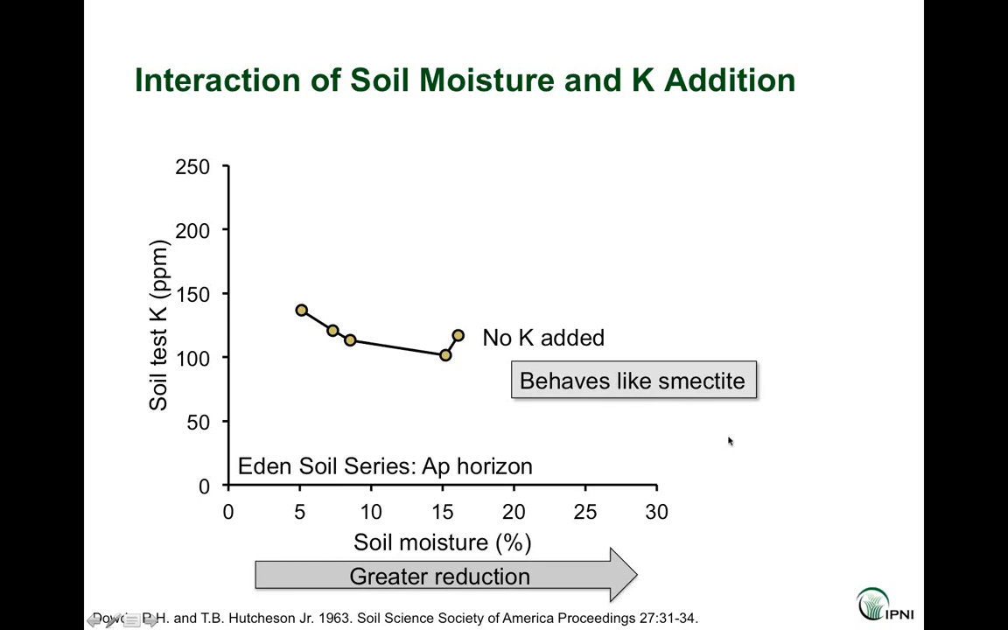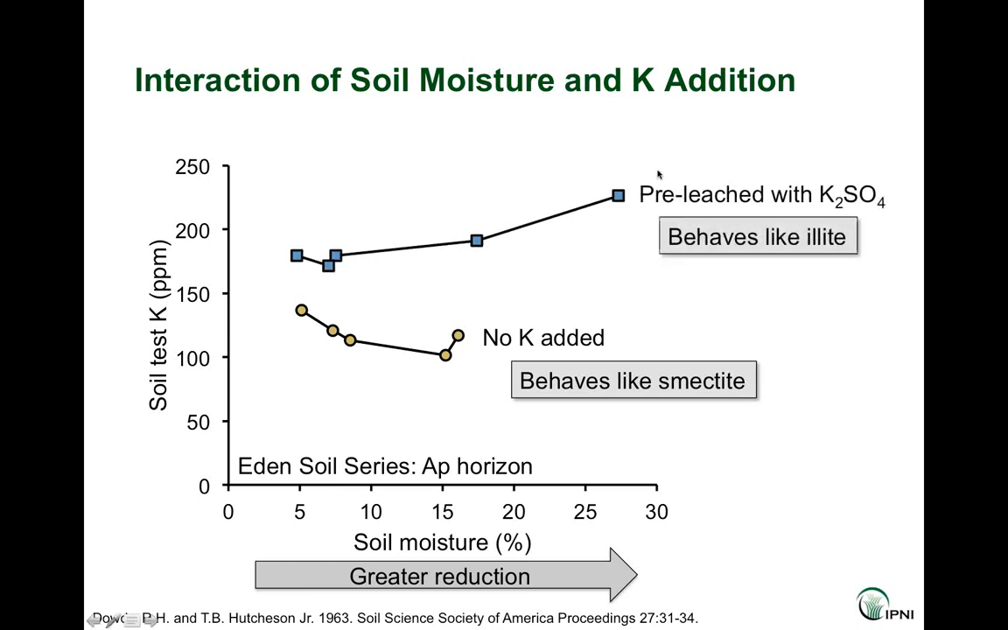Now, if we add K to that same sample, that same soil, and then dry it, we see just the opposite behavior. So where we've added K, now when we dry it, the sample actually fixes K. So this is for the same exact soil. So this tells us, or at least indicates to us, that adding potassium to a soil could change the behavior of that soil. Where we've added K, its behavior is more like illite, and where we did not add K, the behavior was more like smectite.